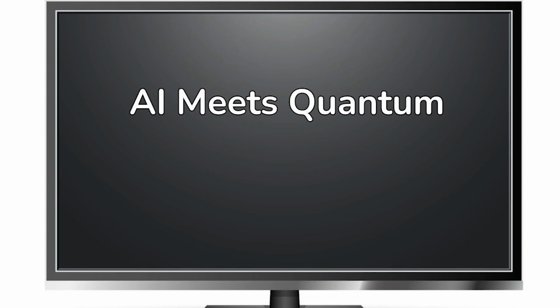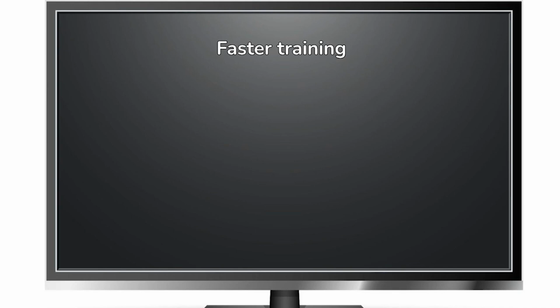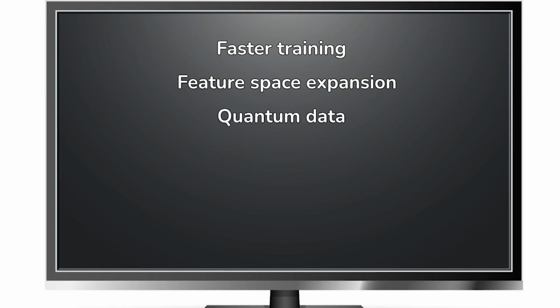Quantum computing might help in several ways. Faster training. Some quantum algorithms can speed up the linear algebra behind machine learning. Feature space expansion. Quantum states can encode data in high-dimensional spaces, potentially capturing complex relationships. Quantum data. In fields like quantum chemistry or physics, the data itself is quantum. Classical computers struggle to analyze it, but quantum ones can do it natively.